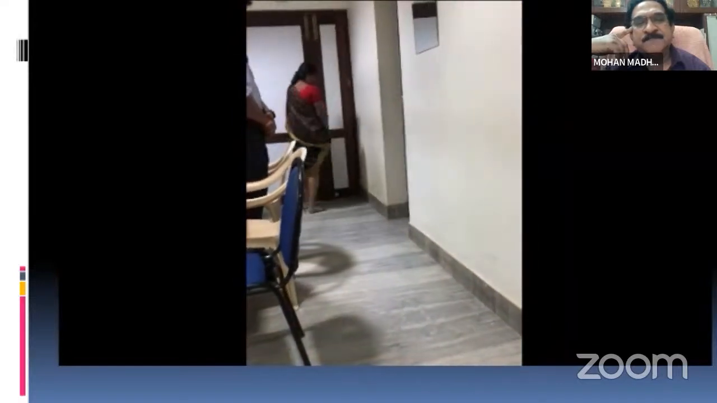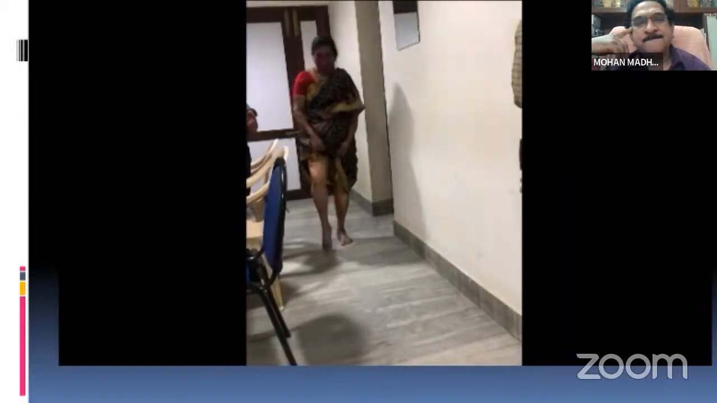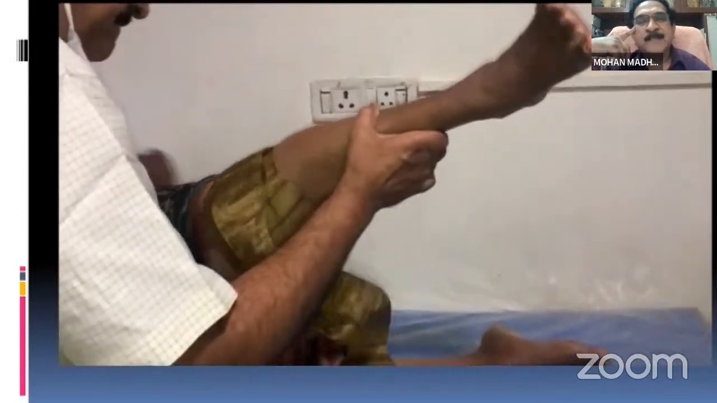Plus minus, not very sure. The left side is the normal side, compared to the right side. That's a normal sign. I could overcome it easily on the right side. So this is the story on exam.